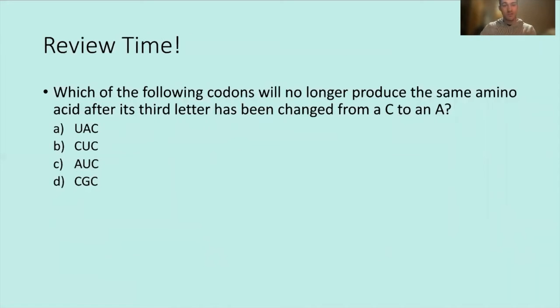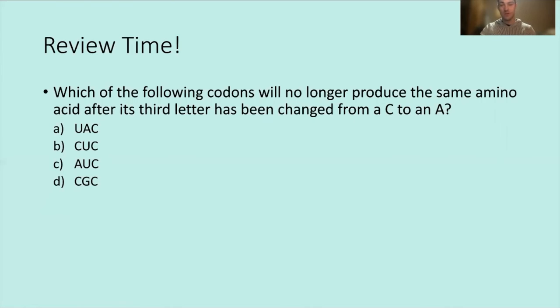Okay, so this brings us to the first question. Just take about a minute. It's a pretty simple question. I just want to make sure that everybody is comfortable reading that code and that chart. Which of the following codons will no longer produce the same amino acid after its third letter has been changed from C to A? Pause the video, take a minute, and we will go over it.